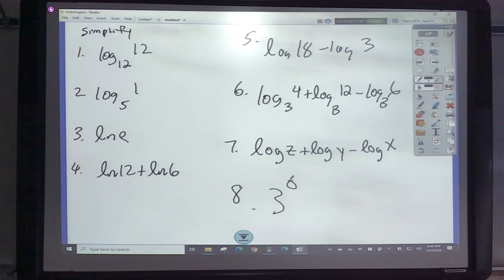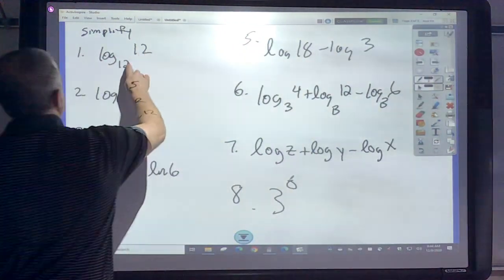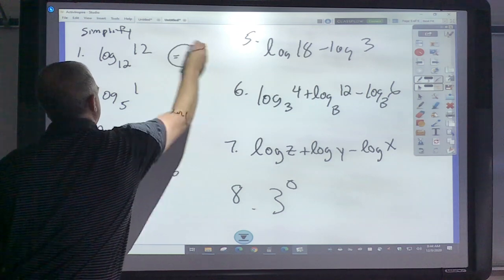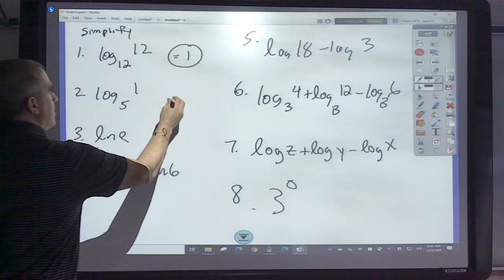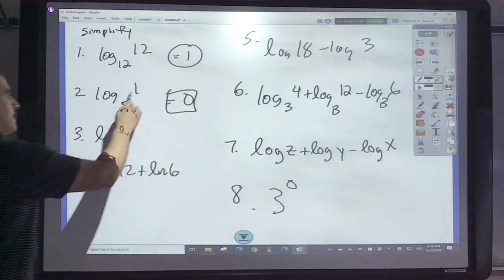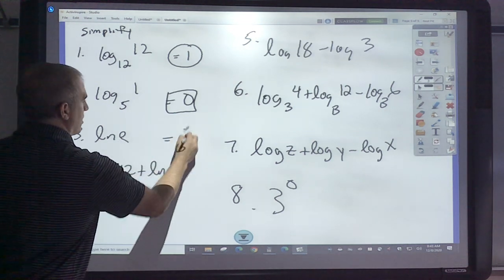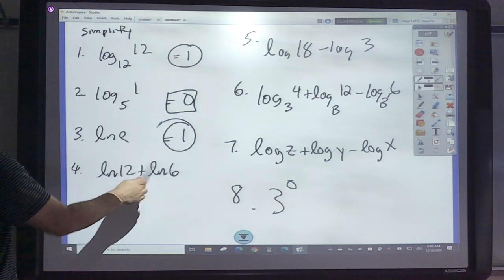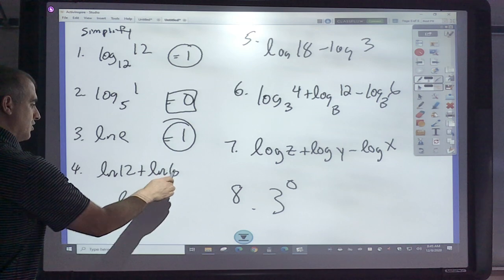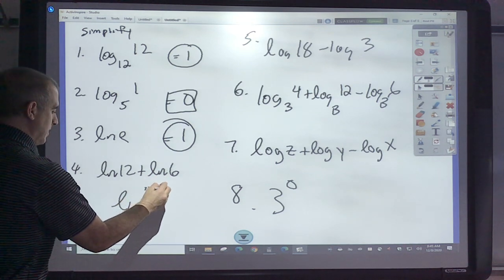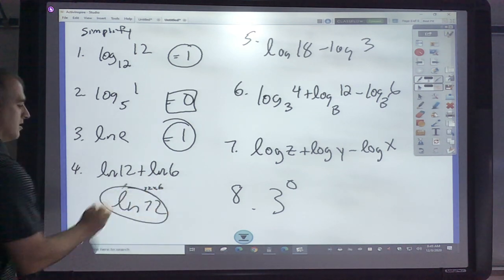So we know that anytime you have the same number here, that's going to be 1. Anytime we have a 5 and a 1, that would be a 0. Anytime you have that and a 0. We always know that natural log of e is just 1. So plus would turn into multiplication, so 12 times 6 would be 72, natural log of 72.